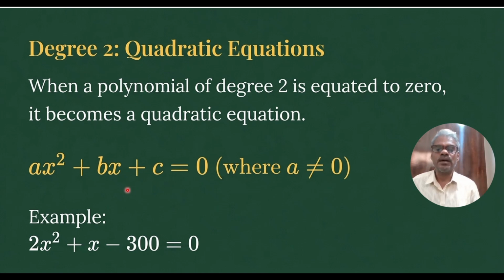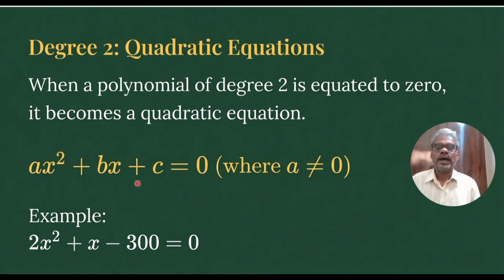The left hand side becomes bx plus c, and the equation becomes bx plus c is equal to 0, which is a linear equation. So for any algebraic equation to become a quadratic equation, there must be at least one term of degree 2 having a non-zero coefficient. Example: 2x squared plus x minus 300 is equal to 0.